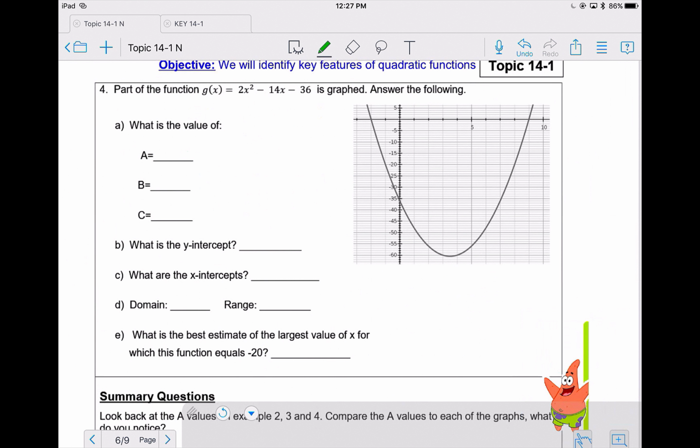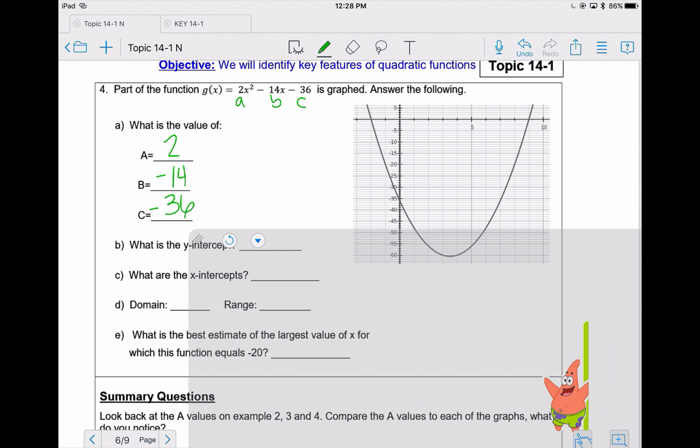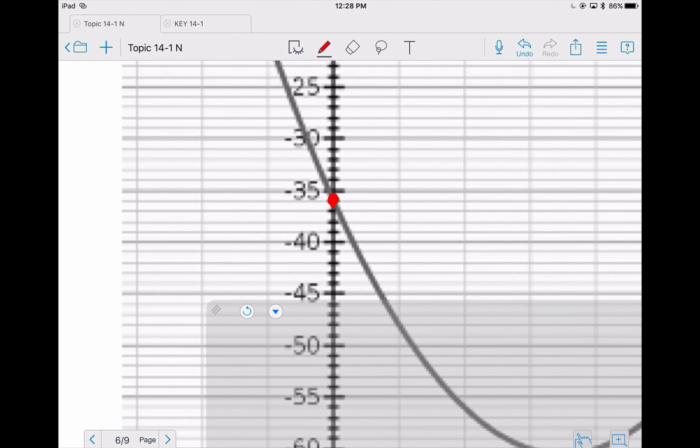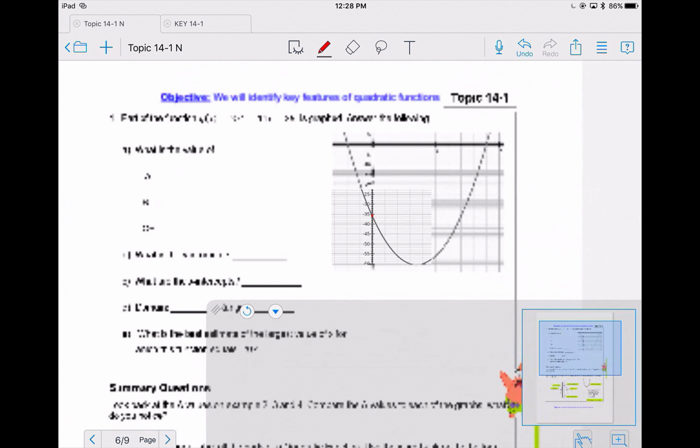Problem 4 tells me the function g of x equals 2x squared minus 14x minus 36 is graphed. Answer the following. So what are the values of a, b, and c? We have x squared, x, and number in order, so we just rewrite the numbers. My y-intercept is where it crosses the y-axis. So it crosses at about -36.